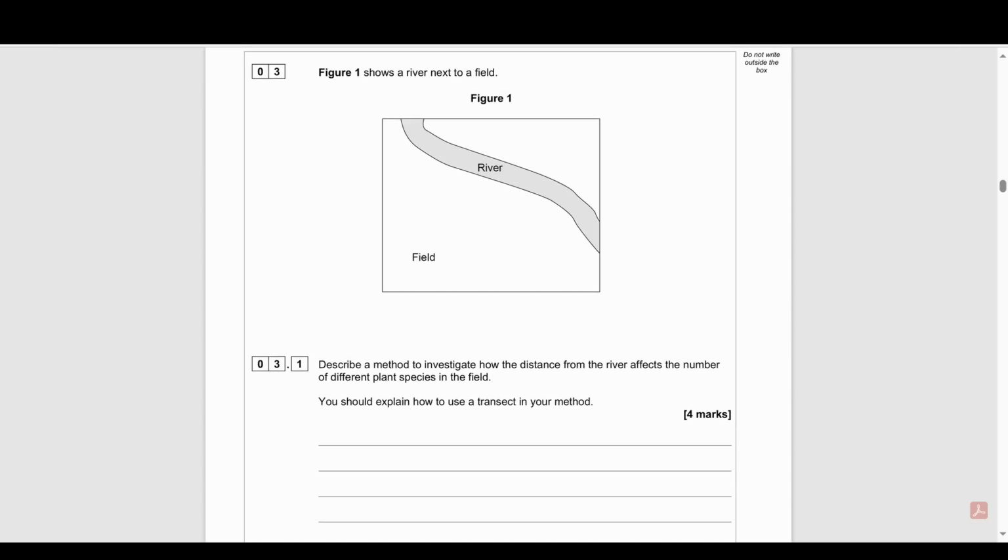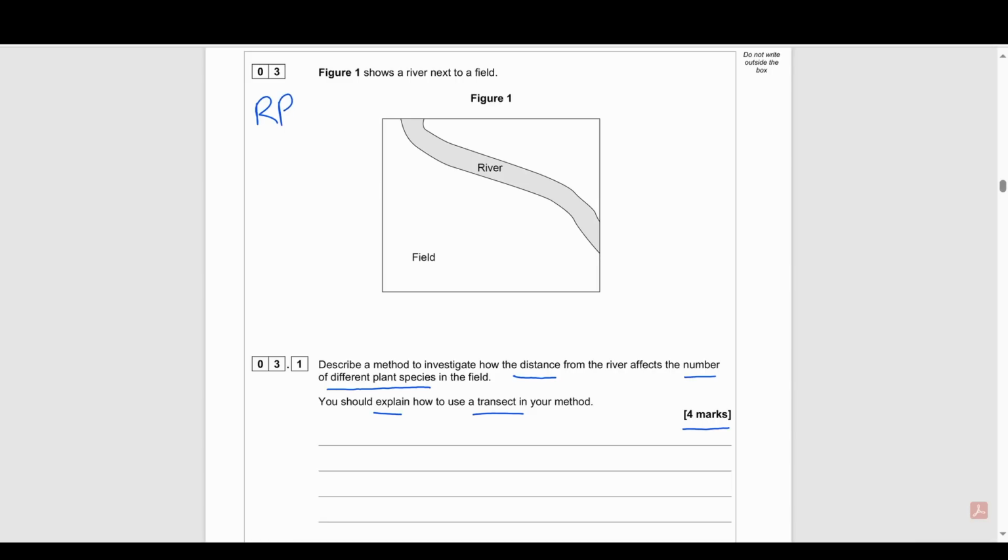Question 3. Figure 1 shows a river next to a field. 3.1. Describe a method to investigate how the distance from the river affects the number of different plant species in a field. You should explain how to use a transect in your method. 4 marks. So this is related to your required practical of field investigation.